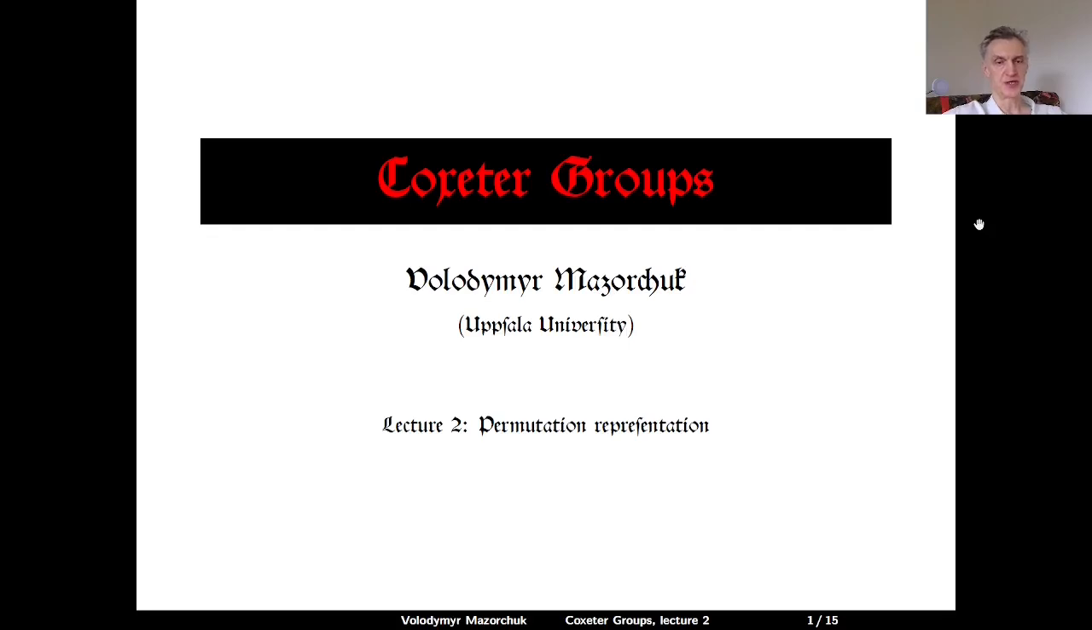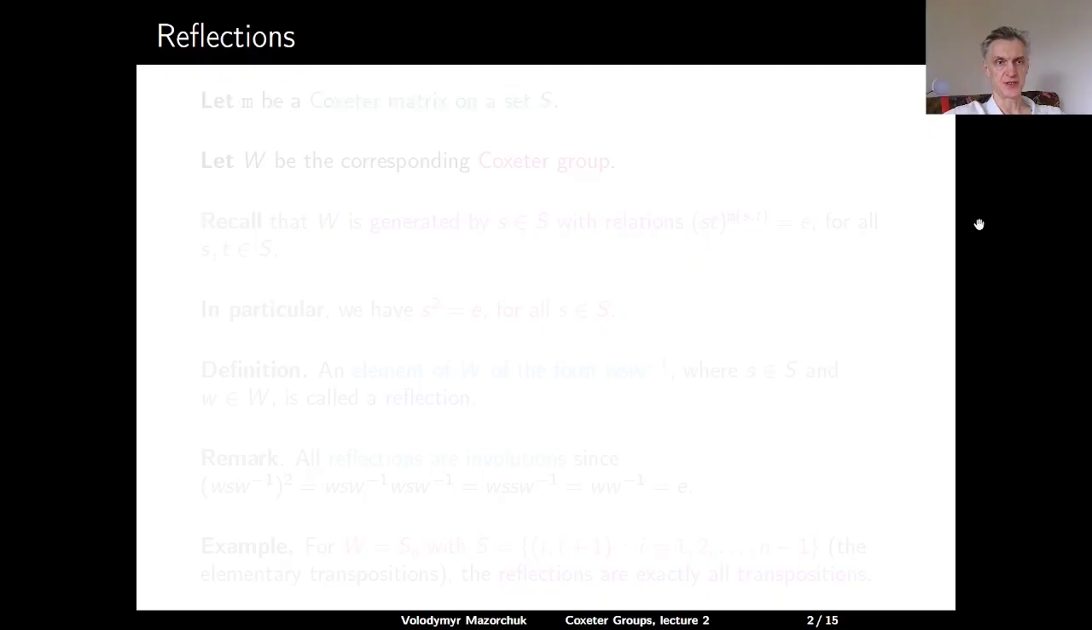Coxeter Groups, Lecture 2, Permutation Representation. So let M be a Coxeter matrix on some set S. Let W be the corresponding Coxeter group.